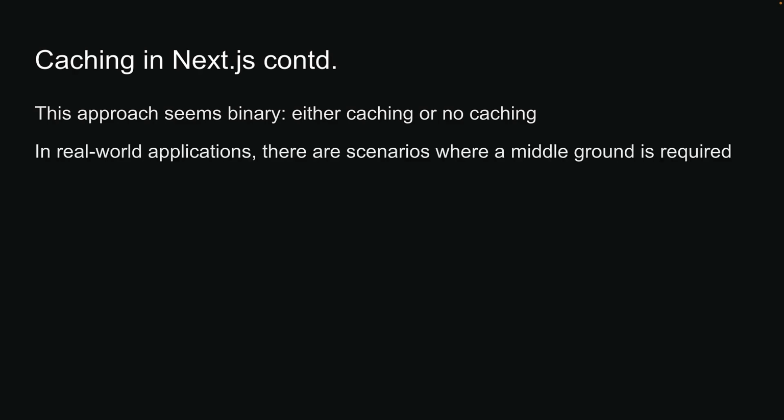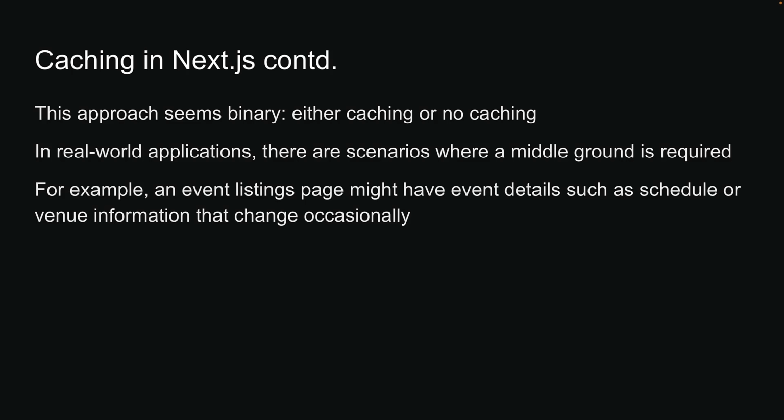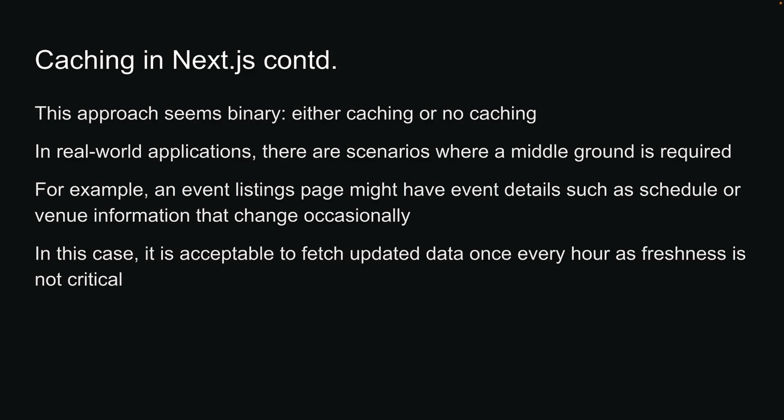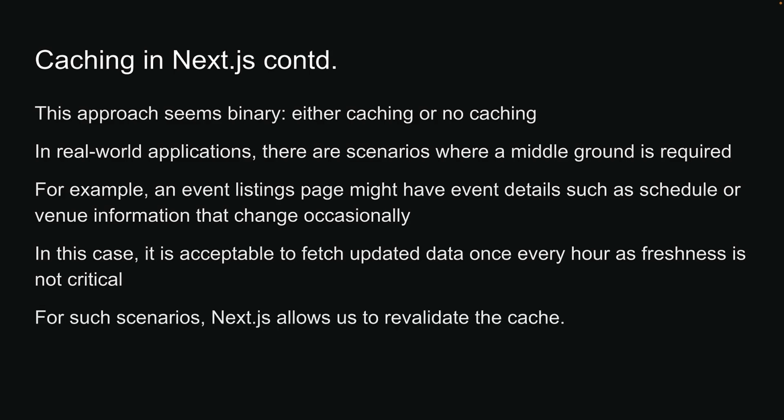In real-world applications, there are scenarios where a middle ground is necessary. For example, an event listings page might have event details such as schedule or venue information that change occasionally. In this case, it is acceptable to fetch updated data once every hour, as freshness is not critical. For such scenarios, Next.js allows us to revalidate the cache.